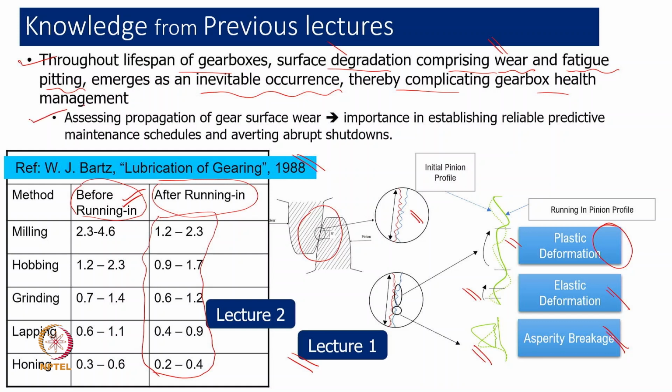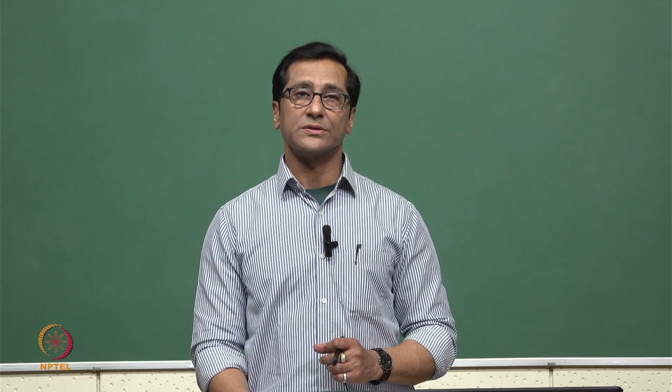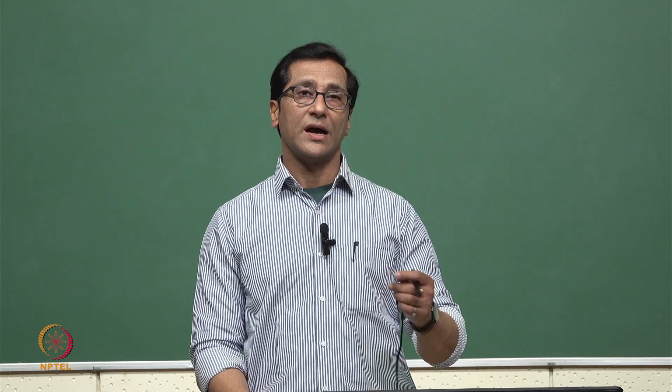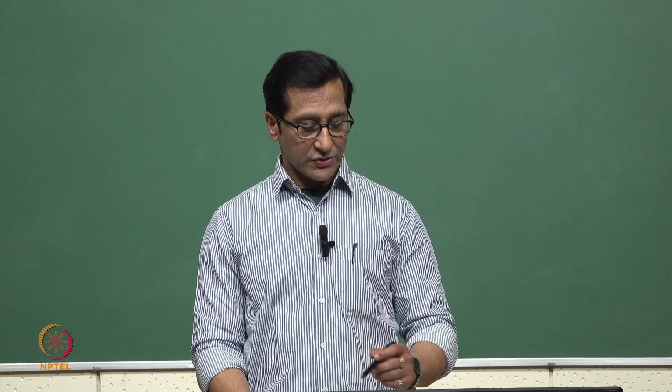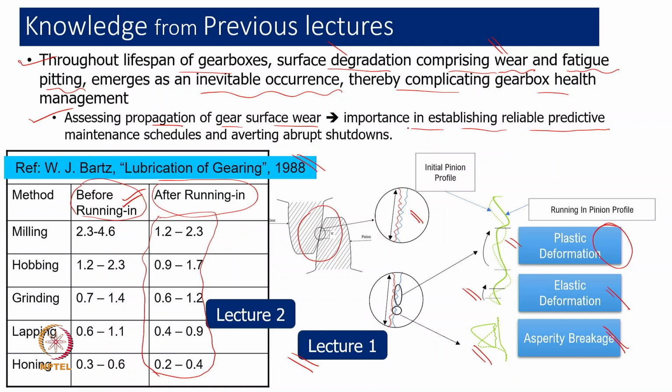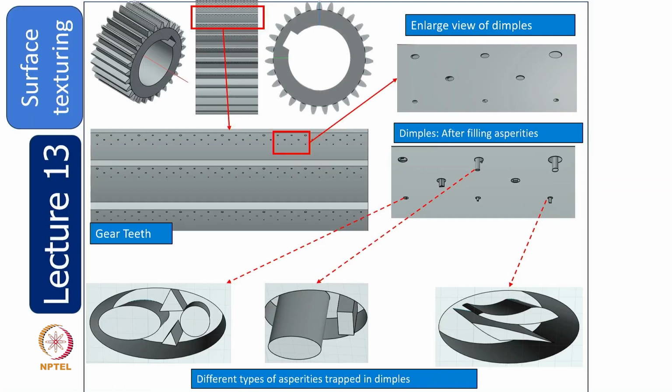So, what we can say, assessing propagation of the gear surface wear. If we want to really predict and assess how this surface wear will progress, and what the final shape will be, naturally we require some data, or some sort of predictive maintenance: acquiring data, analyzing data, and thinking about the corrective actions. That's why we say predictive maintenance, scheduling and averting abrupt shutdowns. If we are able to do it well in advance, it will really help us. So these things have already been covered.